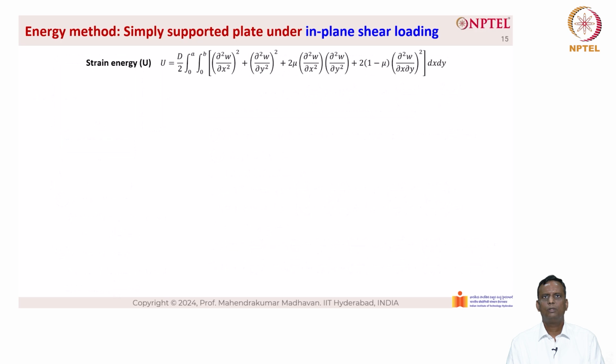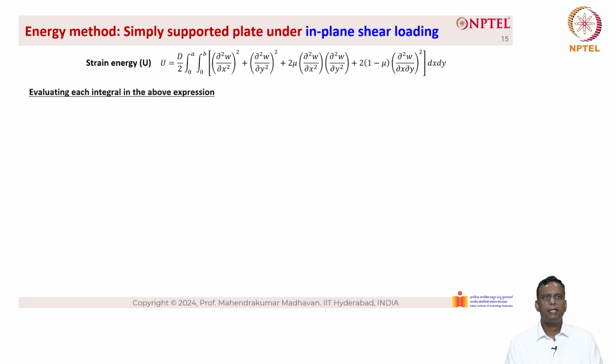Now, the strain energy is given as U equal to D/2 into the integral from 0 to a, 0 to b, of (∂²w/∂x²)² plus (∂²w/∂y²)² plus 2μ into ∂²w/∂x² into ∂²w/∂y² plus 2 into (1 minus μ) into (∂²w/∂x∂y)² dx dy.